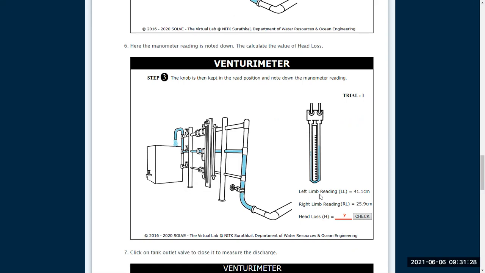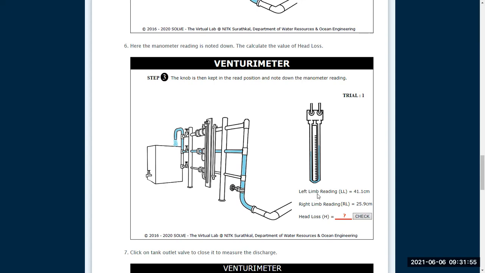Here we got the left limb reading as 41.9 centimeter. Similarly, the right limb reading is 25.9 centimeter. The difference between these two readings will give you the head loss H, that is 41.9 minus 25.9. This will give you the head loss.